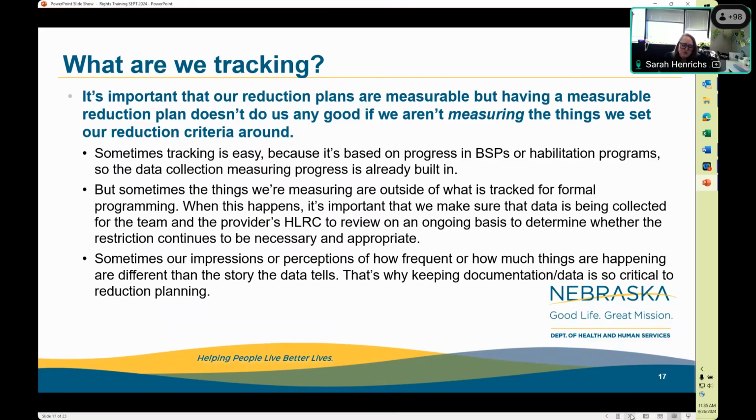But then when I go to the data being kept by the provider, it's not being measured. So the reason it's important for your reduction plans to be measurable is so that we can then measure them and use that to determine if the reduction criteria is met or not, whether we should consider reduction or not. So anything we're creating a reduction plan around has to be being measured and documented so that we have that to go back to evaluate, are they meeting our reduction criteria that we set or not?